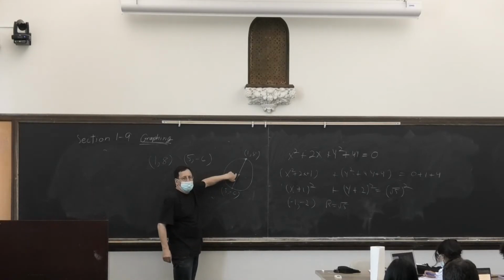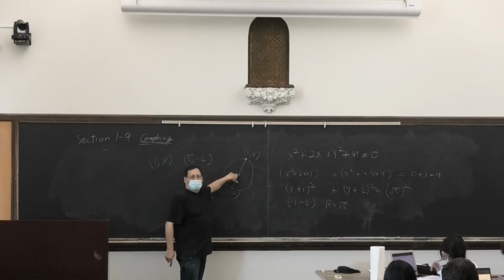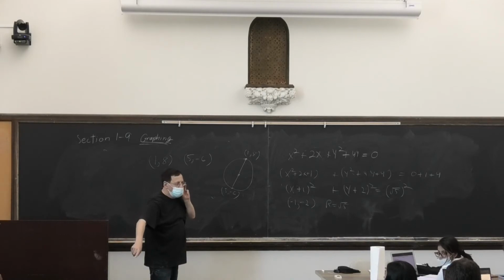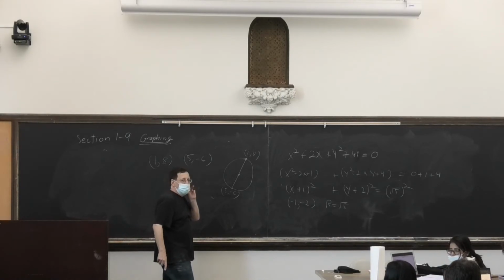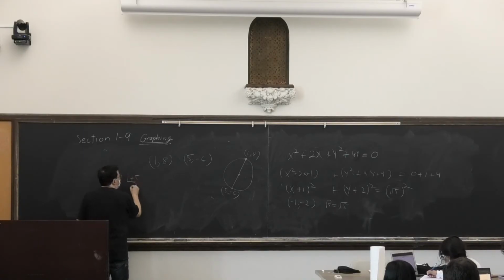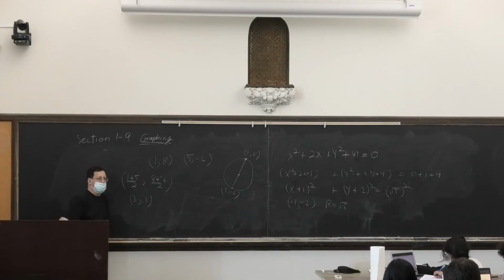Oh, we have a way to find this point. Yes, you were right, we did. Find the midpoint. We saw the midpoint, right? So it's going to be (1 + 5)/2 and (8 + -6)/2. That's 3 and 1. Oh, we found the center. Okay, we're halfway there.